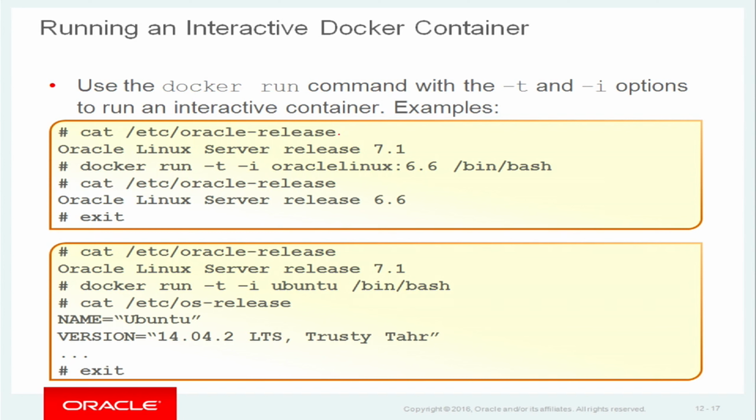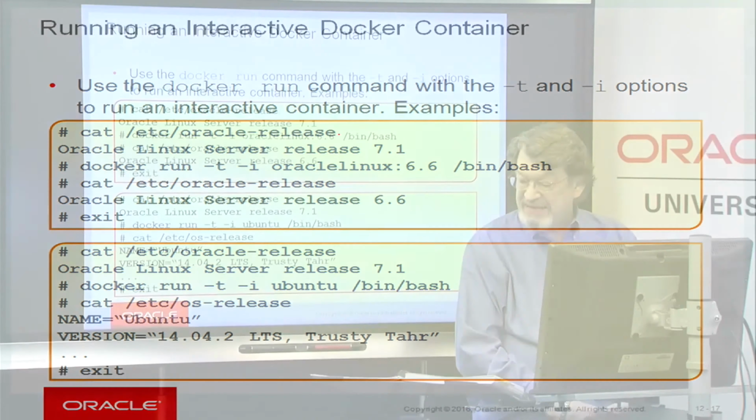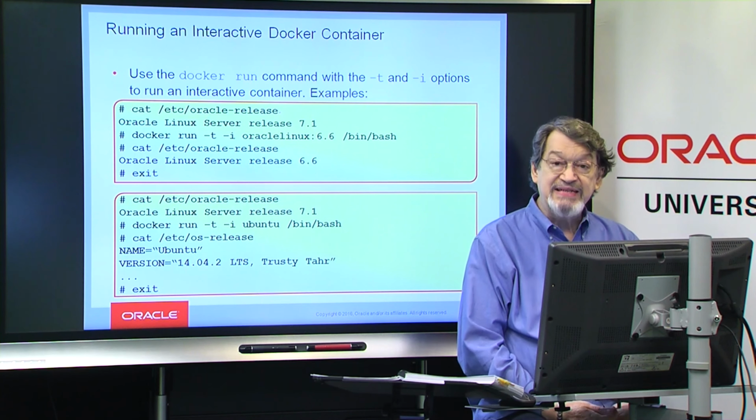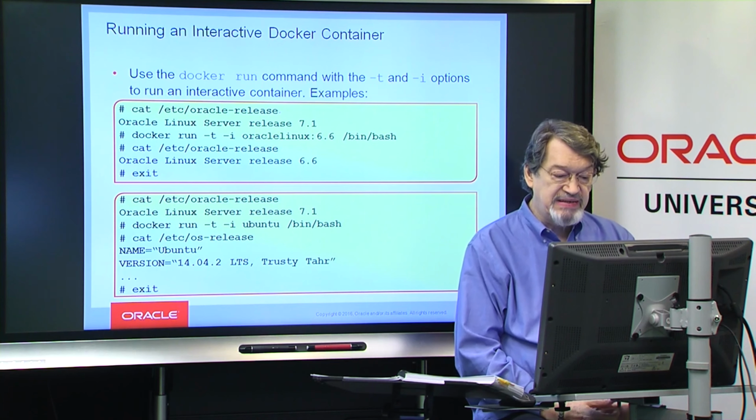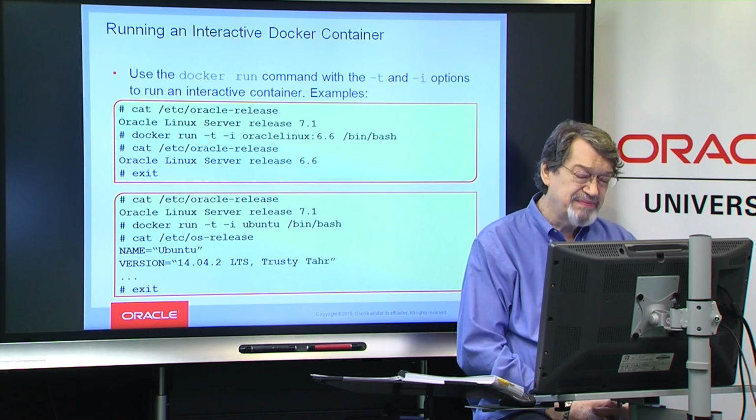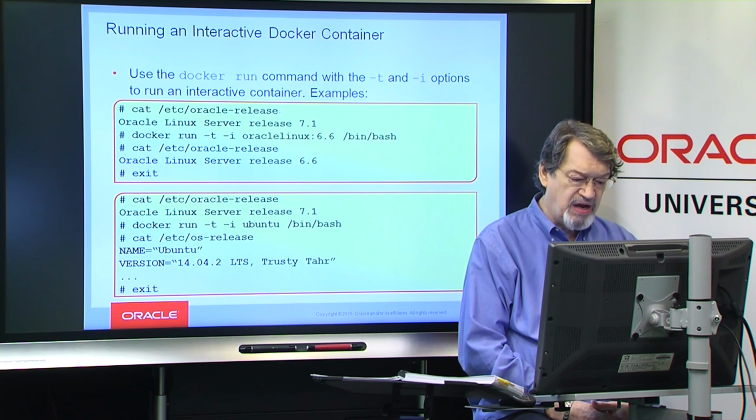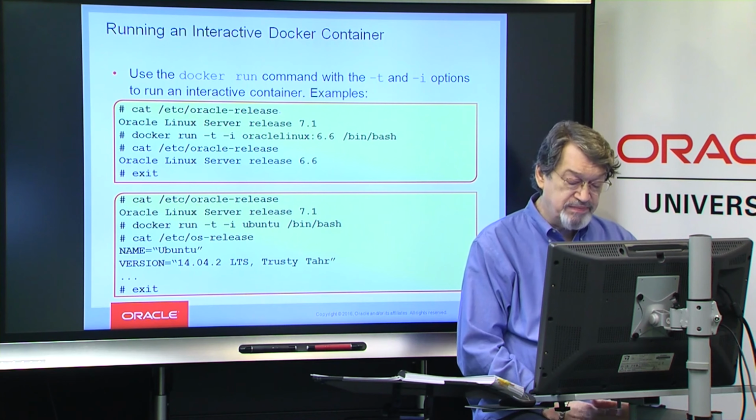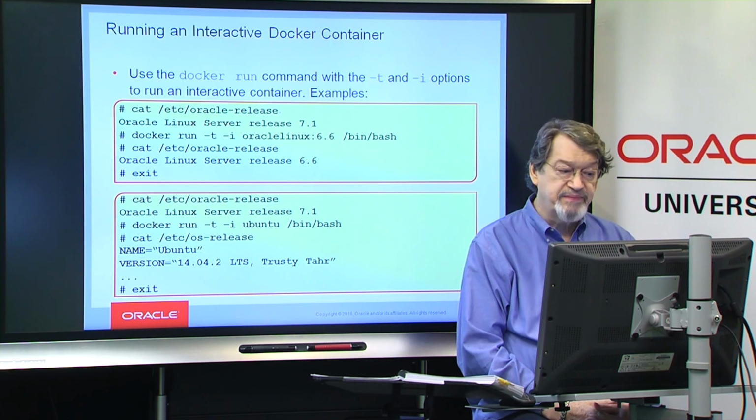docker run -t -i, which allows me to run as an interactive container. All right. Oracle Linux 6, update 6, /bin/bash. And once again, that was all that was available from the Docker Hub so many months ago. The next one down here is Ubuntu, and it's the 14.04 long-term support, Trusty Tahr. All right.